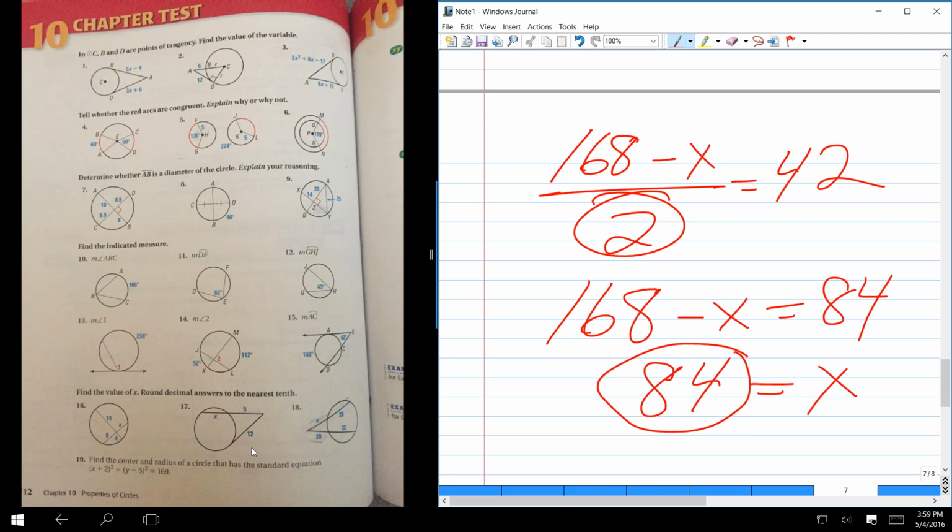On number 17, what's the equation I can write? 12 squared equals 9 times 9 plus x. Good. Got these memorized good. And on number 18, what's the equation I can write? 20 times 20 plus 32 equals x times x plus 28.